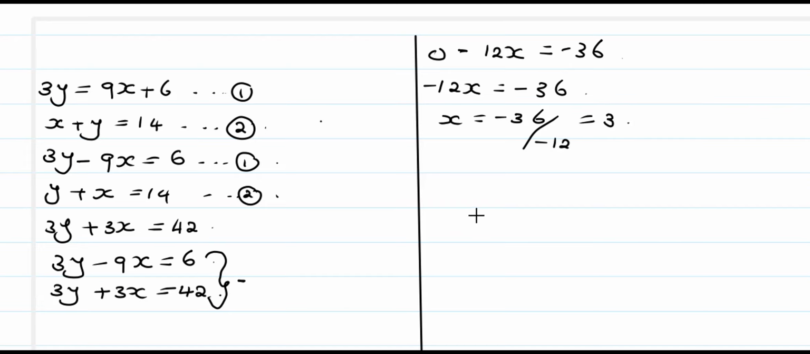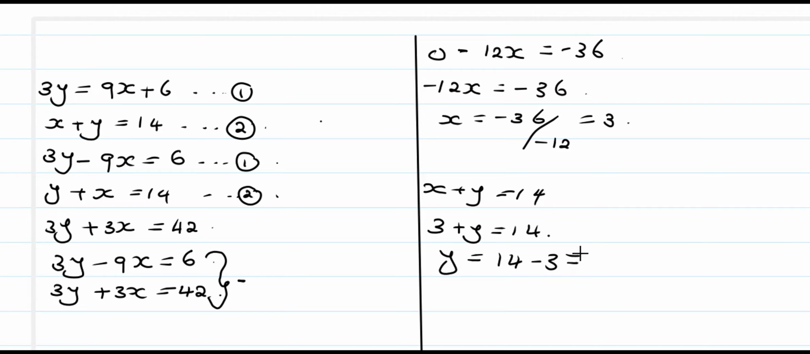But we also want to know the value of y. And the value of y, you can get from any of these equations. So I can just pick this one. I say x plus y is equal to 14, but I already know the value of x is 3. So 3 plus y is equal to 14. So y is equal to 14 minus 3, which is 11. So the solution for this is x is equal to 3 and y is equal to 11.